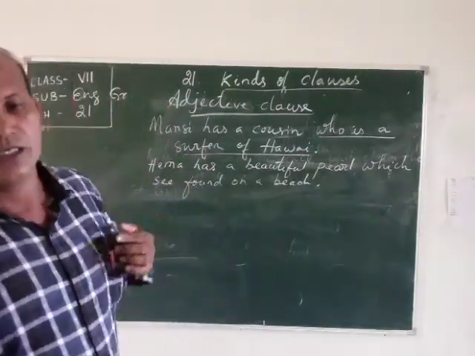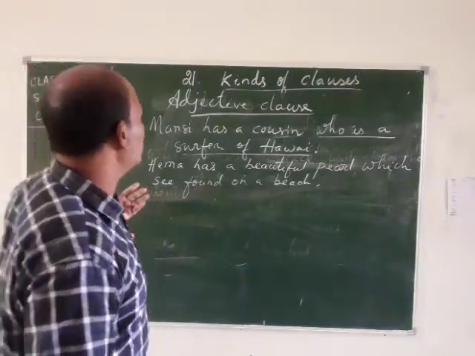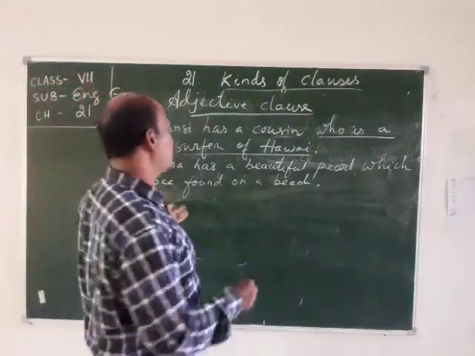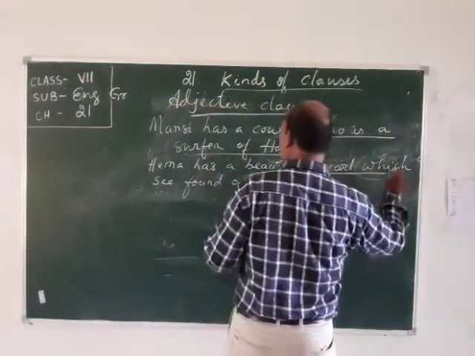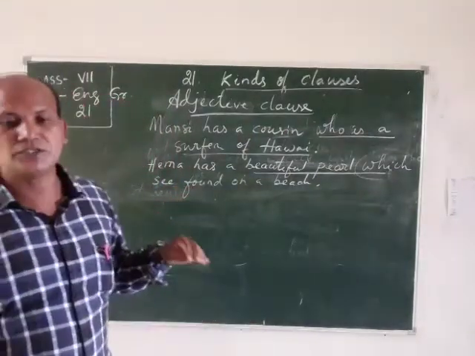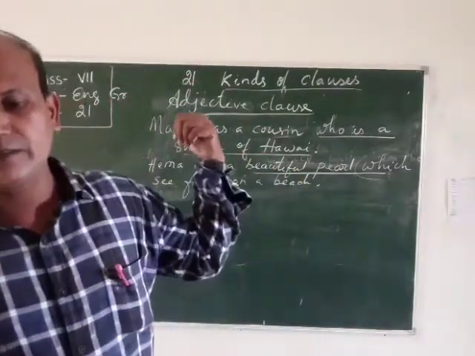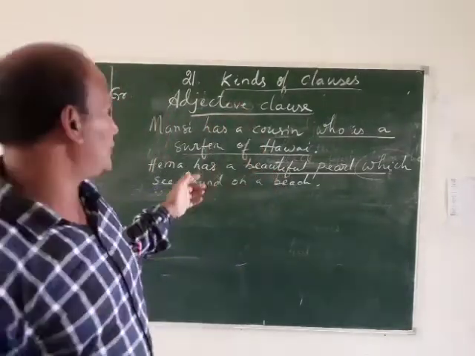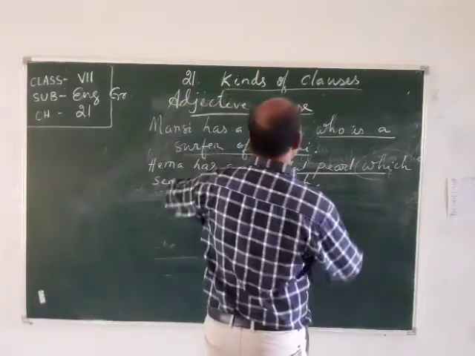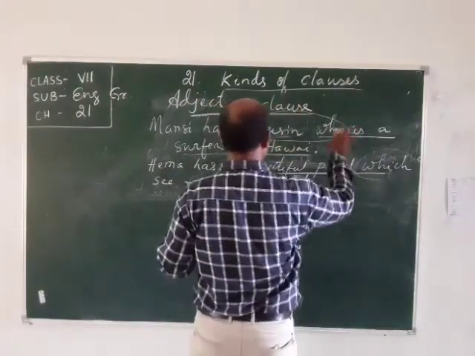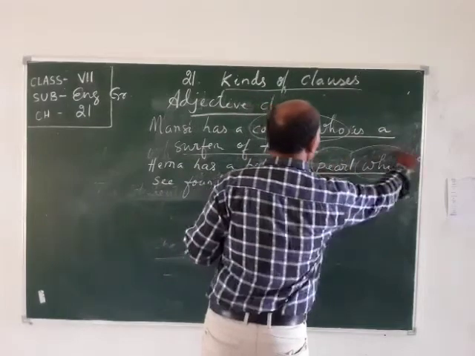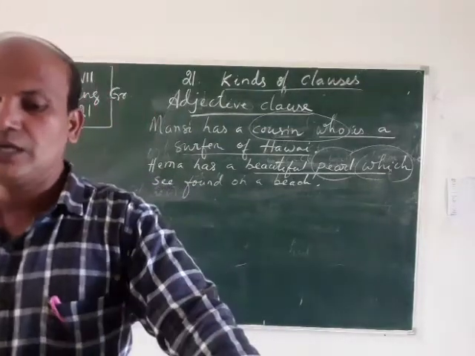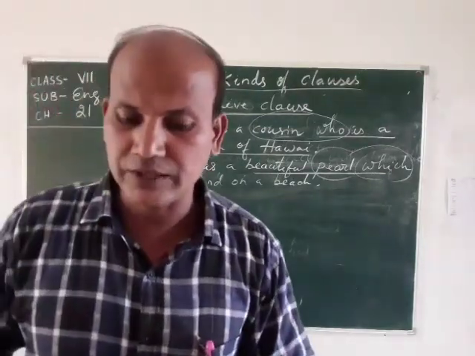See two sentences. In these sentences, the subordinate clause that acts as an adjective in the sentence is called an adjective clause. Mansi has a cousin, who is a surfer of Hawaii. Hema has a beautiful pearl, which she found on the beach. In these sentences, the highlighted clauses act as adjectives. They modify the noun cousin and the noun pearl. Such clauses are known as adjective clauses.